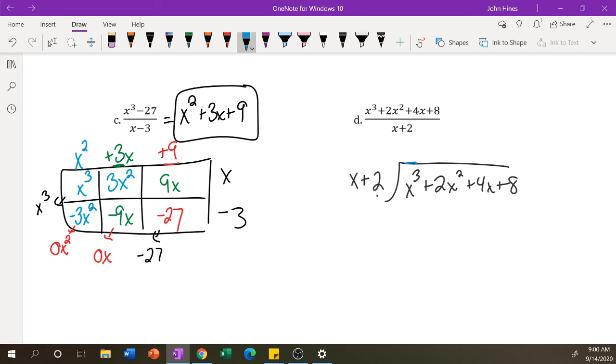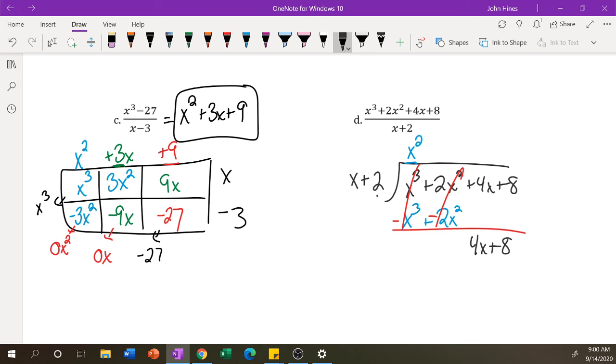What times x is x to the third? Well, x squared times x is x to the third. Keep on multiplying. x squared times 2 is 2x squared. All right, then I change my signs to subtract. You become negative and you become negative. Goodbye. 2x squared, oh no, goodbye. Looks like I slashed everything out. This is weird, but you know what? I'm just going to keep on going. I'm going to follow the next step in my long division process, which is bring everybody down. So let's just bring everybody down and keep on going.